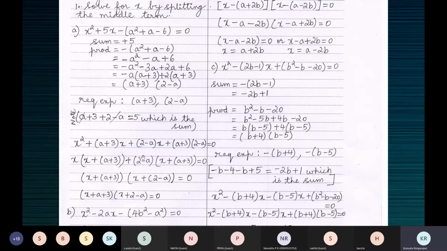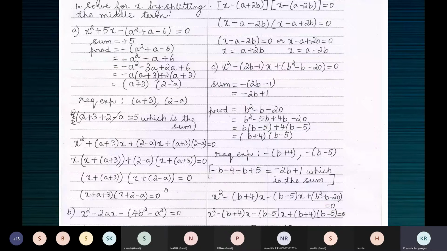So group the first two terms and the last two terms. Between the third and the fourth term, 2 minus a is common. So open the bracket. 2 minus a into x is 2 minus a of x. Plus 2 minus a into a plus 3 will give you this one is equal to 0. So now you know x plus a plus 3, x plus a plus 3 in one bracket, and x plus 2 minus a in the other bracket.